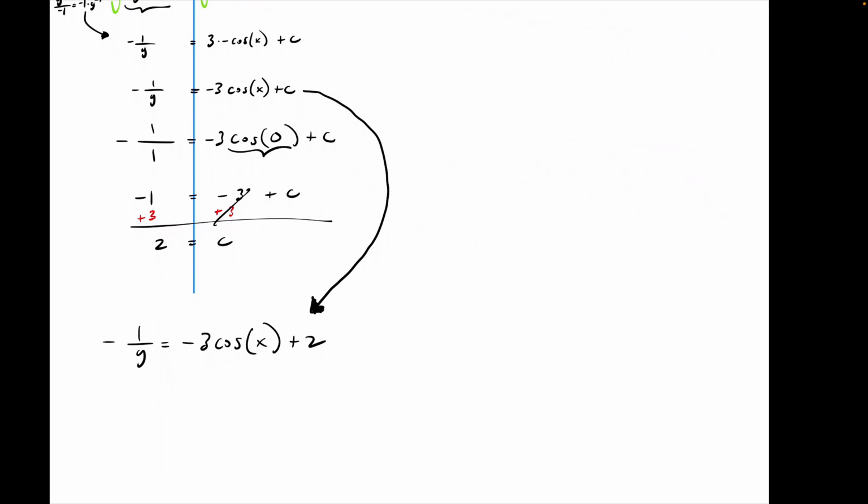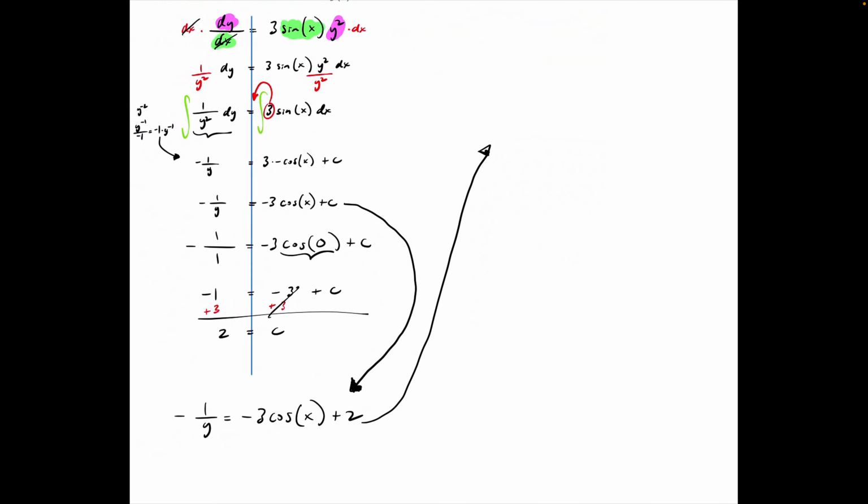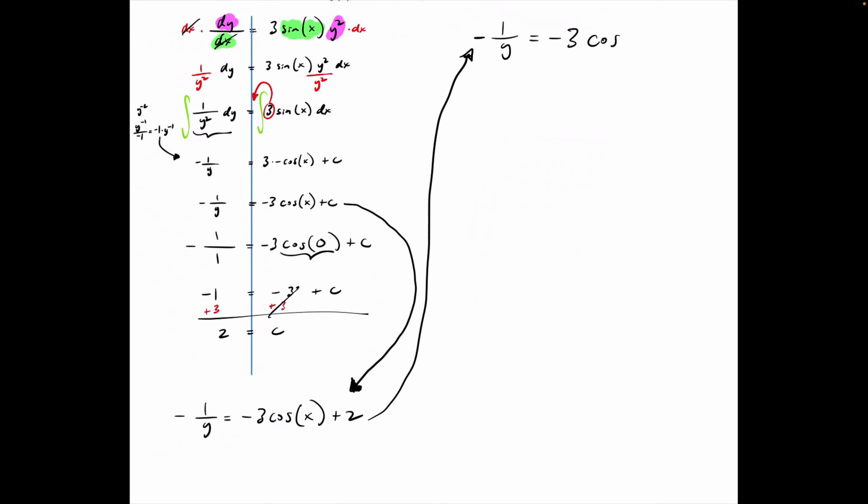What's step 4? Isolate y. So let me move up here. You kind of have the playbook on this one because it's like what we did in the last one to get y by itself. So I'm going to move up here so I have more room. So negative 1 over y equals negative 3 cosine of x plus 2.